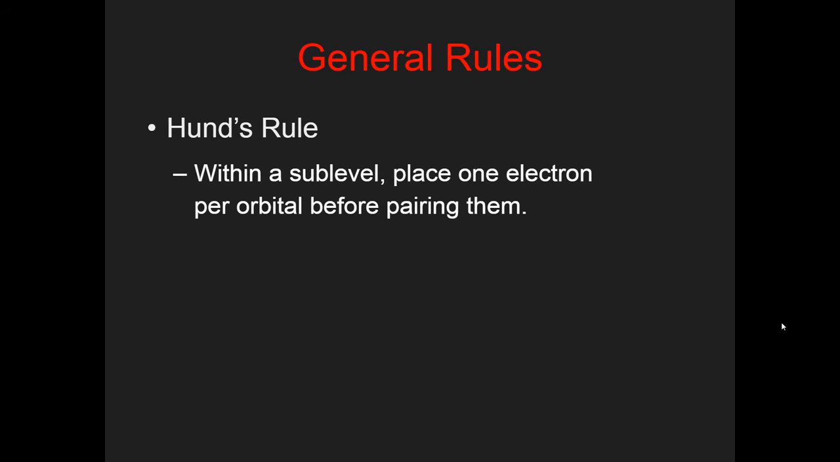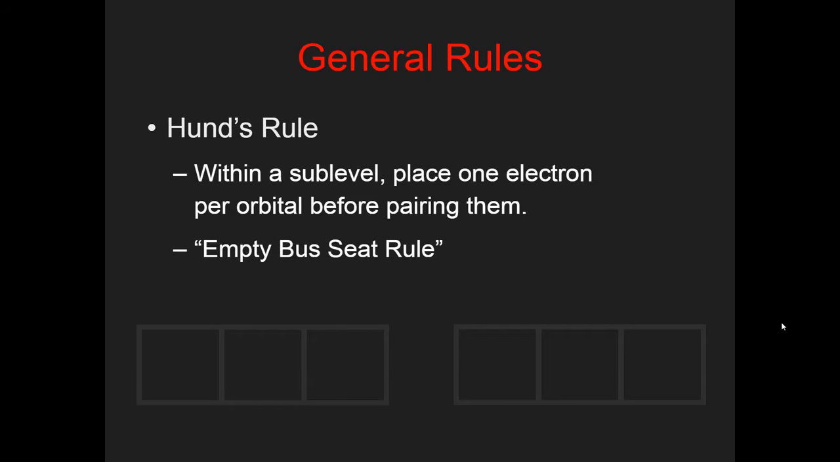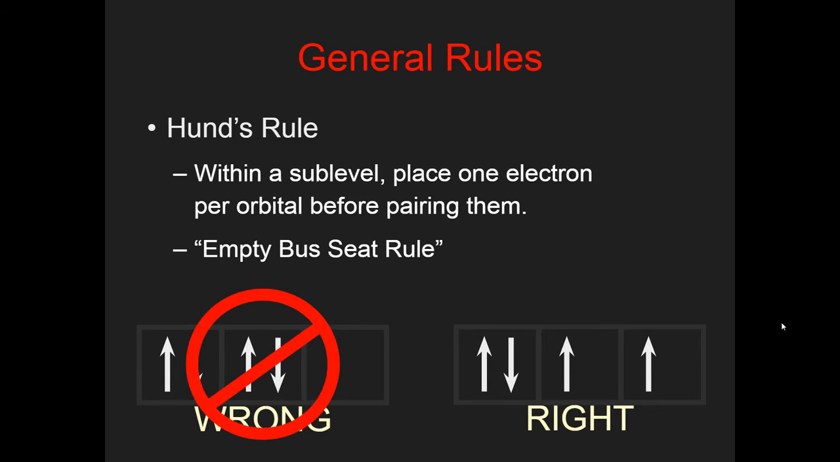And Hund's rule, the third rule, is that within each sublevel, you place 1 electron per orbital before pairing them up. So basically, we have equivalent orbitals. They don't sit together on the bus. They each take their own seat, and then if they have to fill up, then they fill up. So according to Hund's rule, the diagram on the left is wrong because there's an empty bus seat, basically. And you want to spread those electrons out as much as possible to fill all the empty bus seats before starting to pair them up.